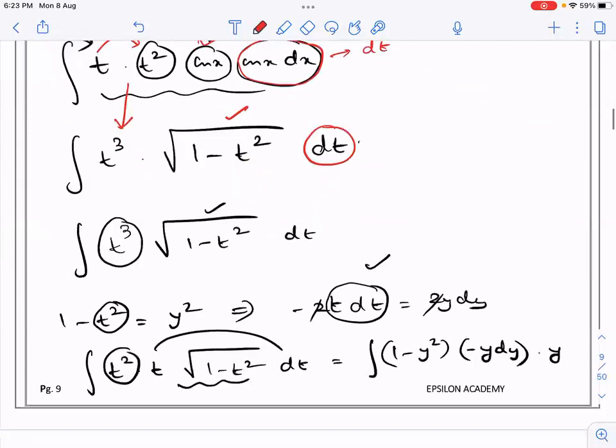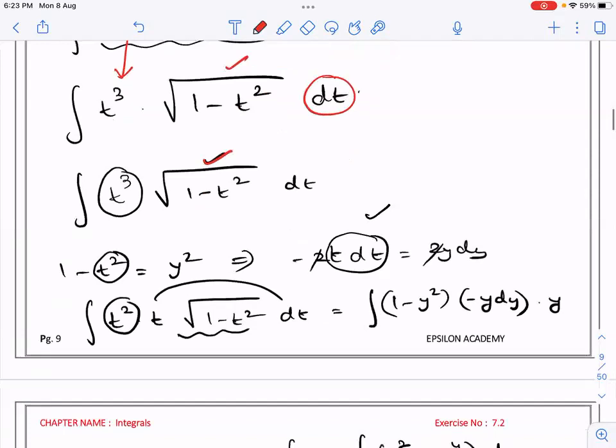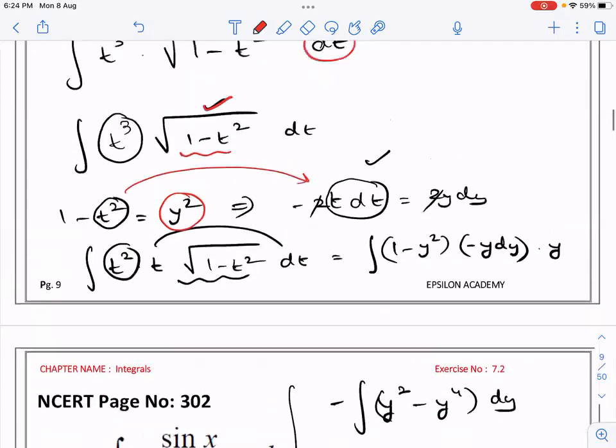But the problem is whenever you have a square root of something in an algebraic expression, you cannot integrate. So you need to eliminate the square root. For that, what I did is I took the value inside the square root as y square. Then I differentiated on both sides and proceeded. Minus 2t dt is equal to 2y dy. Then this t cube, again I wrote it as t square into t. So t square into t into root of 1 minus t square dt.